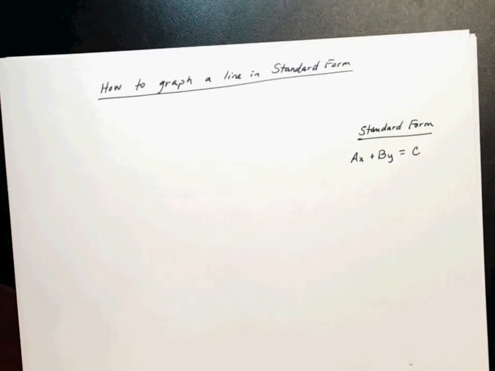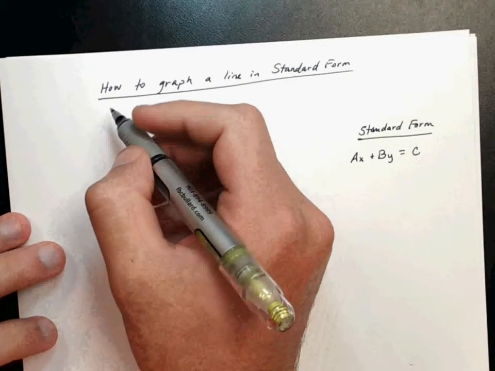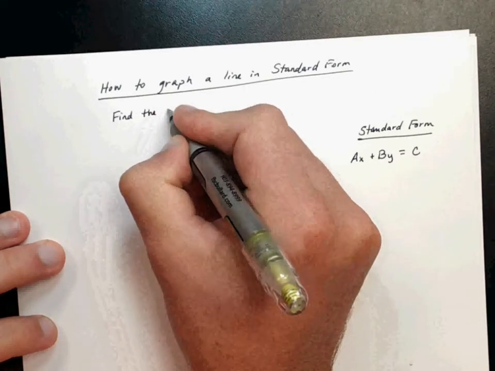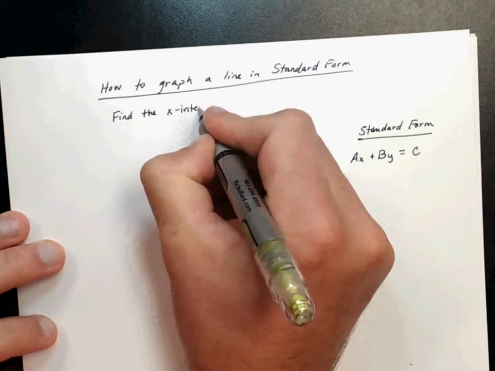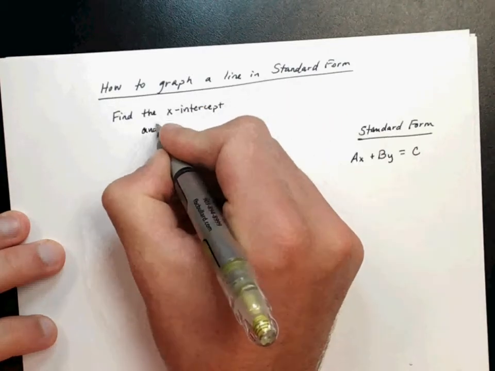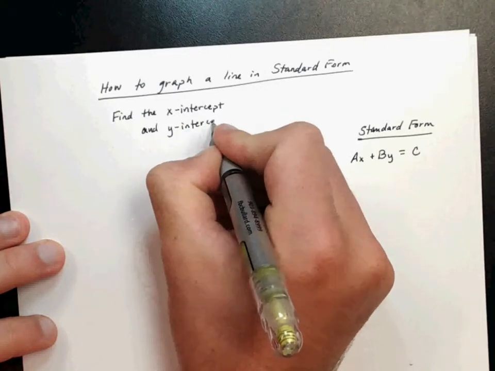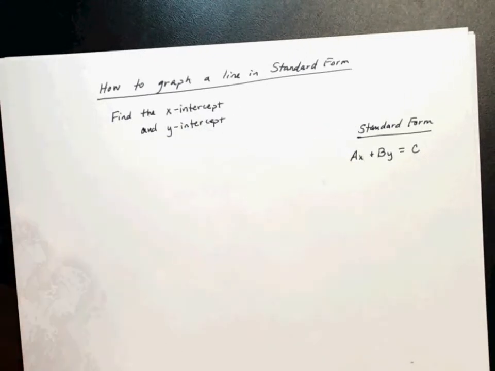Now, to graph a line that is in standard form, we are going to have to find the x-intercept and y-intercept.